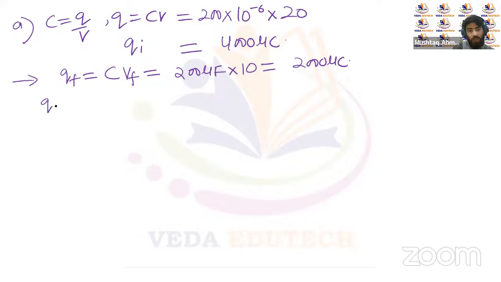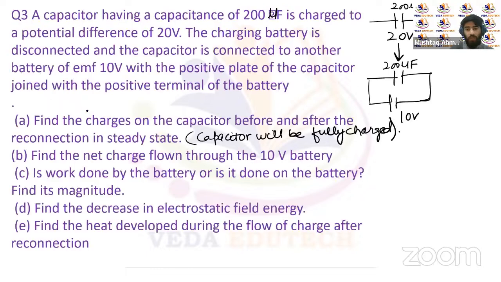It means that the final charge has decreased from the initial charge, so work has been done, because the charge has changed. Now the question is on which the work has been done. Has the work been done on the capacitor or on the battery? You can see that the initial charge of the capacitor was 4000 microcoulomb, but the final charge is 2000 microcoulomb. It means that charge is actually flowing from the capacitor to the battery. So the work has been done on the battery, not on the capacitor.